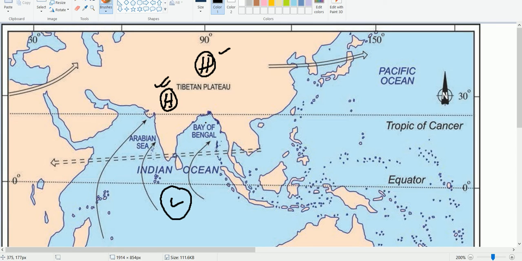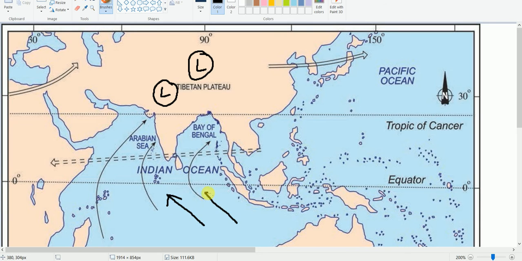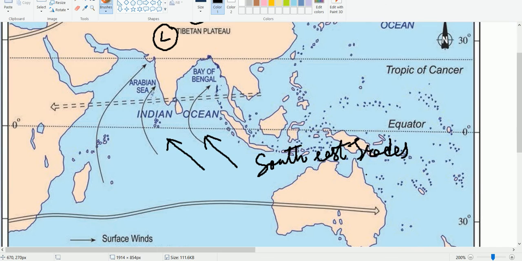Whereas in the summer season, the condition is reversed. In the summer season, a big low pressure is developed over the northwestern part of India because of intense heating of the land. Another low pressure will be developed over the Tibetan Plateau, and because of these, the winds from the southern hemisphere come. These winds are known as what? Southeast trades. The winds from the southern hemisphere, that is, southeast trades.